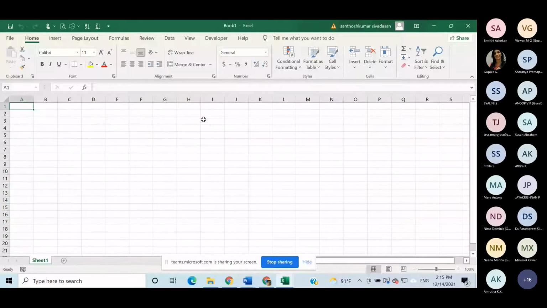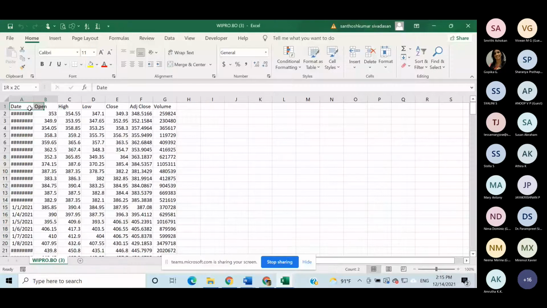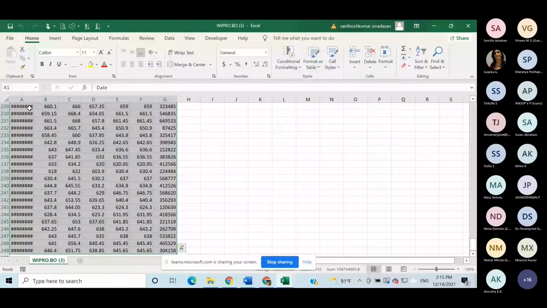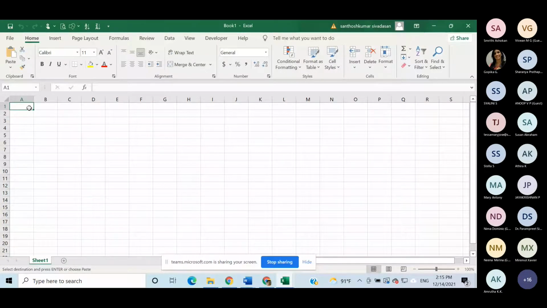An Excel file is there, right? Yes, sir. So I'm copying the data. Control Shift Down Arrow will select the whole data. Control C will make a copy of it, and go to the Excel sheet and paste it. Control V.